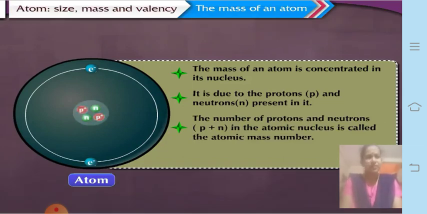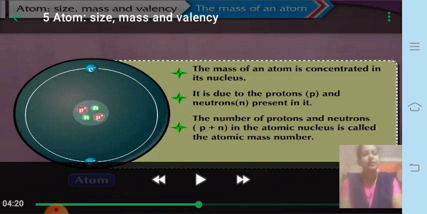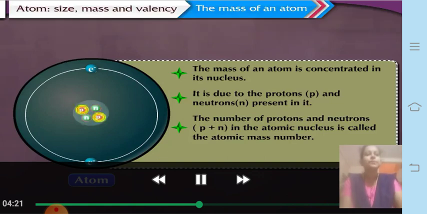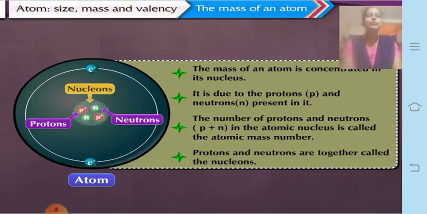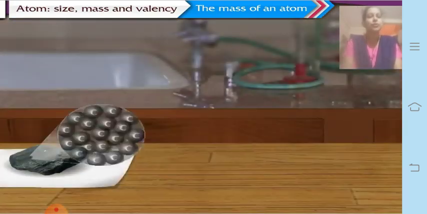So this you have already studied in standard 8. Whereas electrons have a negligible mass, that is why the mass of electrons is not considered as the mass of the atom. So only protons and neutrons, both of them have 1 unit or 1 dalton of atomic mass. So the number of protons and the number of neutrons together is called the atomic mass number. Correct? Then protons and neutrons are together called the nucleons, since they are present in the nucleus.